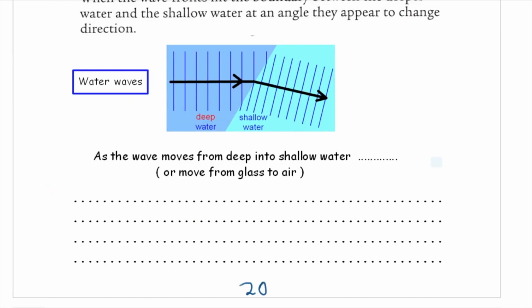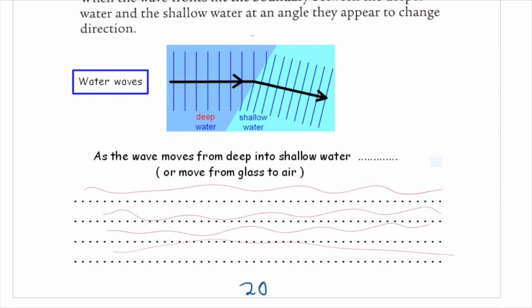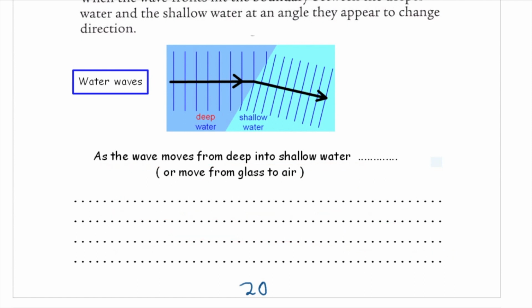Okay, now having watched that video, what you need to do here, in your own words, is finish off the sentence and add some more detail. As a wave moves from deep into shallow water, you've got to explain what happens next. So I'll give a type of verbal answer, and then you can put it in your own words.